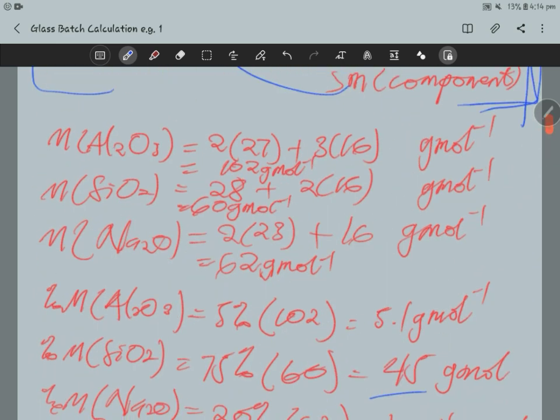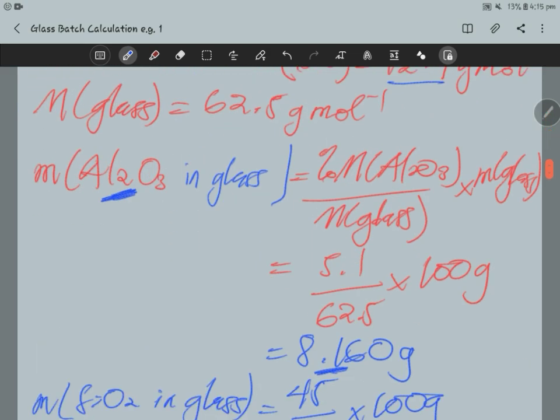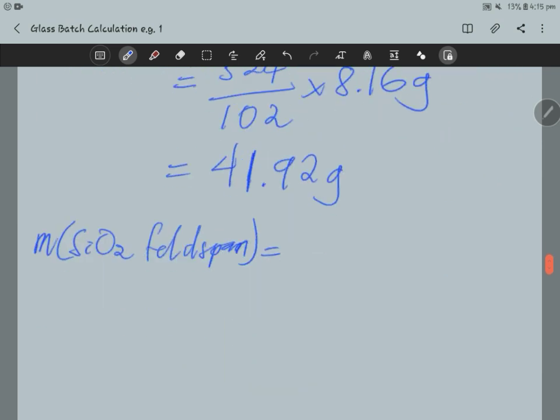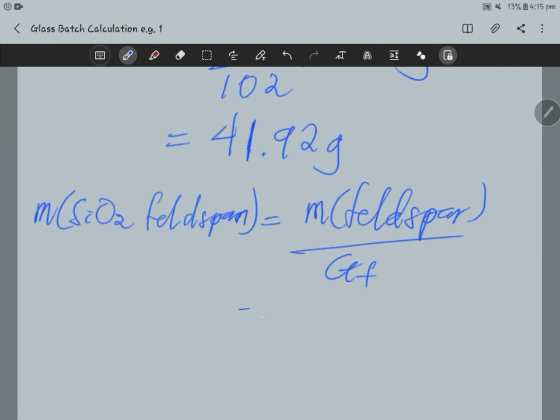The gravimetric factor. So to find the mass of a component, what do I do? I bring the mass of the component up and I divide the raw material. I bring this one here and I bring the gravimetric factor down, right? So the mass of the SiO2 will be the mass of feldspar all over the gravimetric factor, right? So that's how it goes.